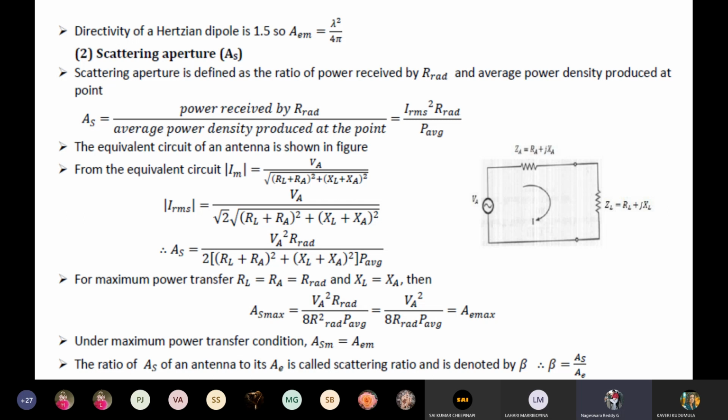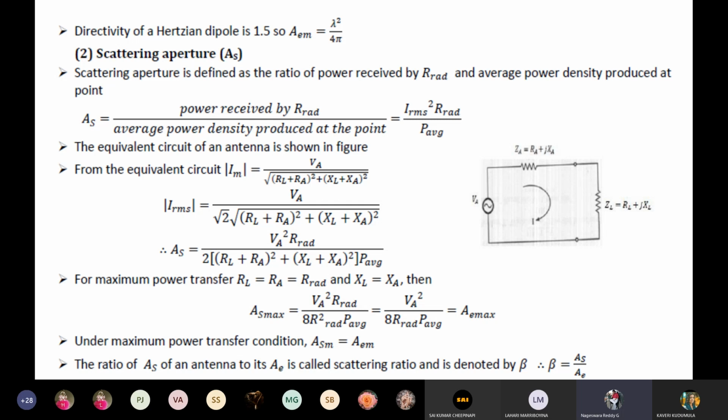What is I_M in the above equation? This is I_M, V_A by the square root of (R_L plus R_A) whole squared plus (X_L plus X_A) whole squared. So I_RMS is equal to I_M by root 2, and that's why we get root 2 here. That is, V_A by root 2 into the square root of (R_L plus R_A) whole squared plus (X_L plus X_A) whole squared.